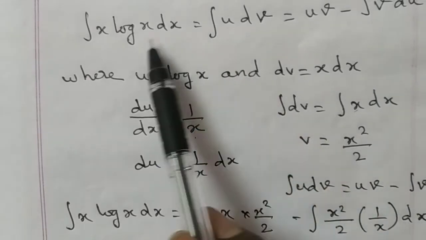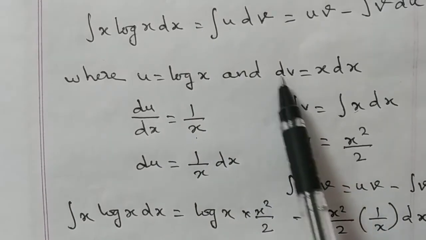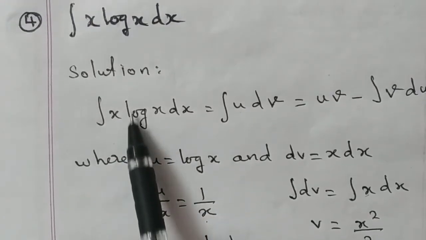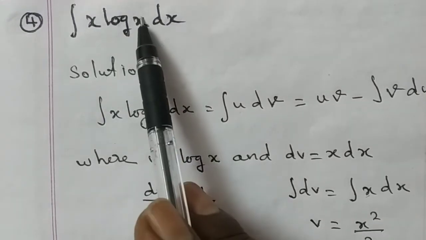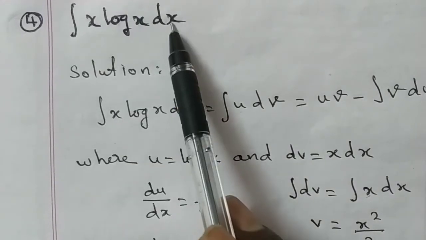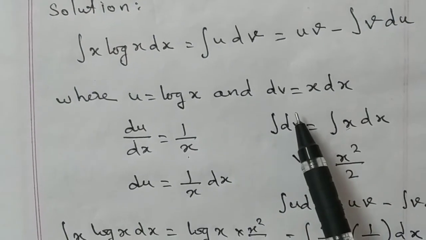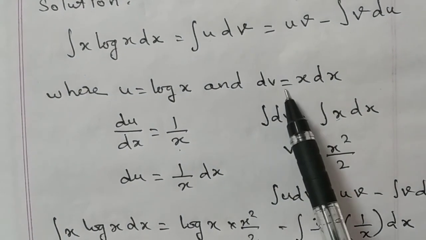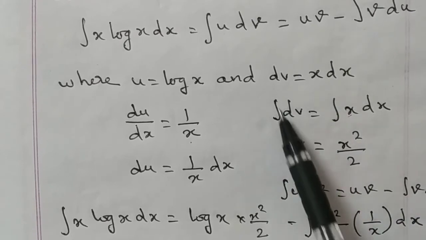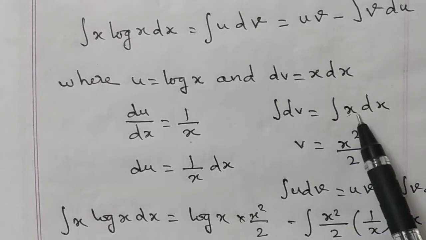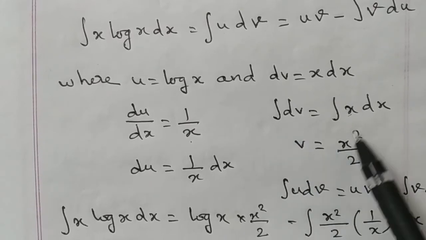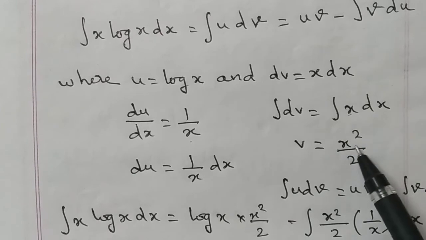Next, integral of dv. Since u equals log x, what is the remaining term? The remaining term is x into dx. So dv is x into dx. Take integral on both sides. Integral dv equals integral of x into dx. So the integration of dv is v, and the integral of x is x square by 2.